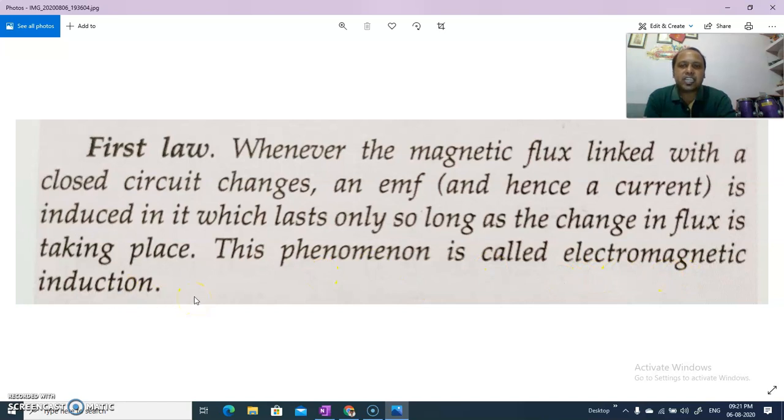I hope this is very clear to you. Whenever the magnetic flux linked with a closed surface changes, an induced EMF or induced current is induced in it, which lasts as long as there is change in flux. Okay, so this is clear. This is the first point we have discussed.